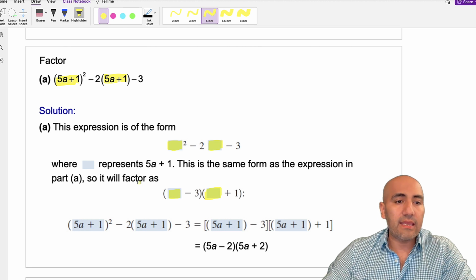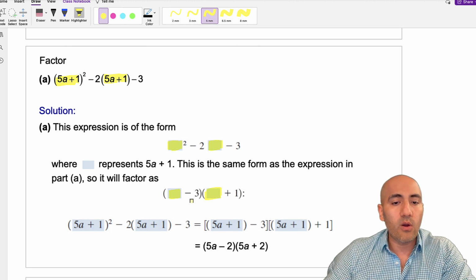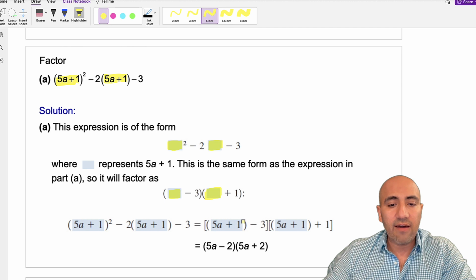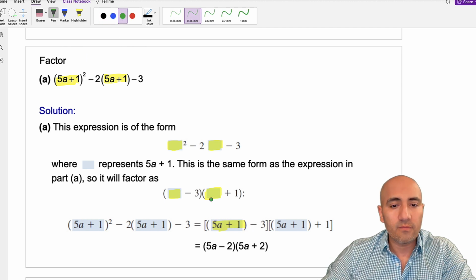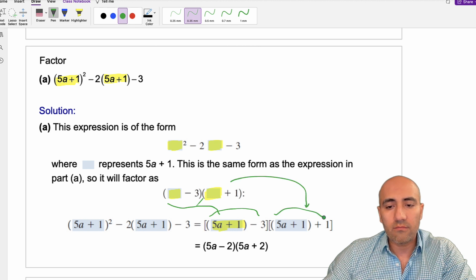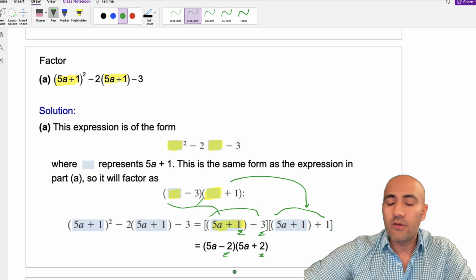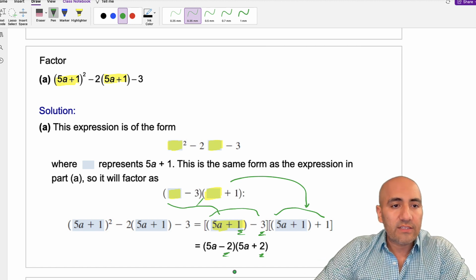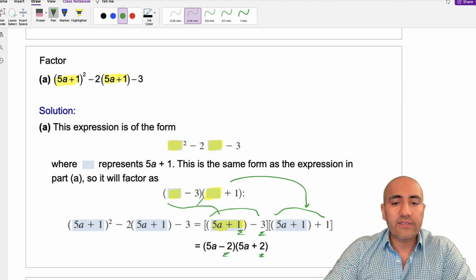And so the blank is this 5a plus 1. And so that's how we get 5a plus 1 minus 3. That's from here. This term right here leads to this term, and then this term leads to this term. Good. And then we simplify by adding the +1 and the -3 to give us -2, and +1 gives you a +2. So there you go. Okay, so that's one technique. Let's try a couple more examples.